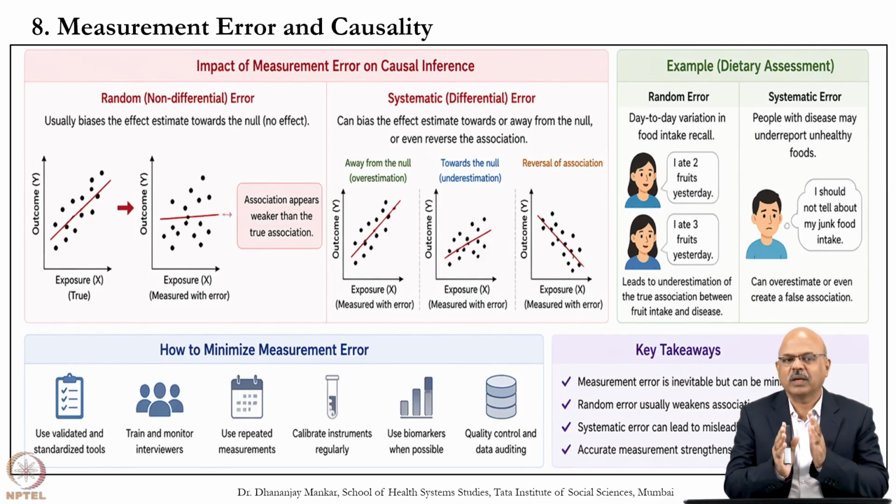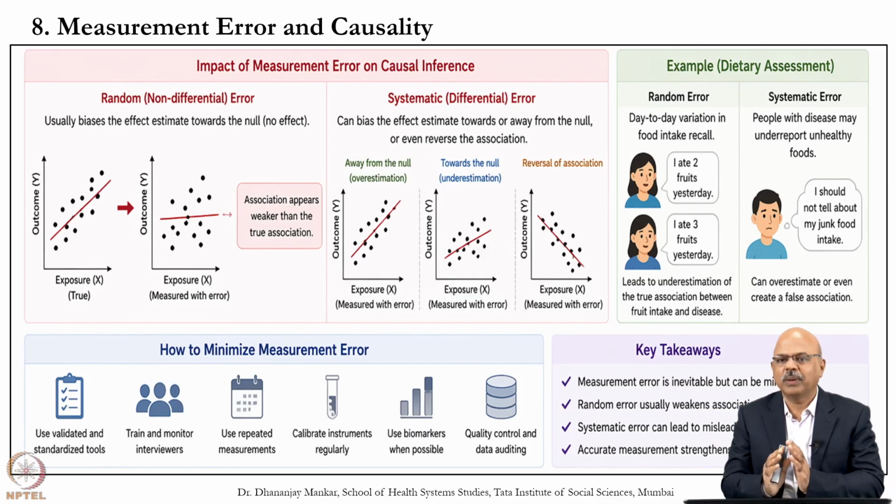Example, dietary assessment. An example of random error is day-to-day variation in food intake recall. I ate 2 fruits yesterday, I ate 3 yesterday, I drank 1 cup of tea, I drank 2 cups of tea, or even green tea versus black tea. This leads to underestimation of the true association between fruit intake and disease, or tea intake and disease. In systematic error, people with disease may underreport unhealthy foods. I should not tell about my junk food intake, or I should not talk about such a habit. This can overestimate or even create a false association.